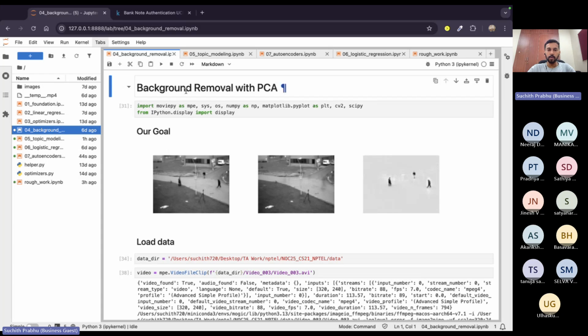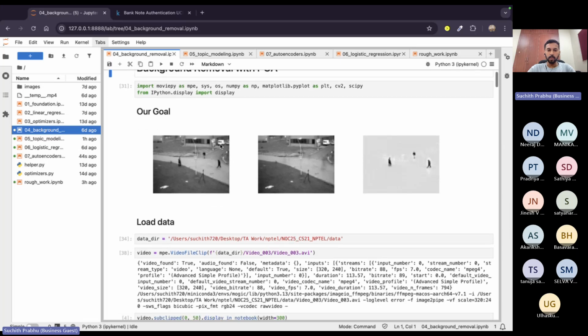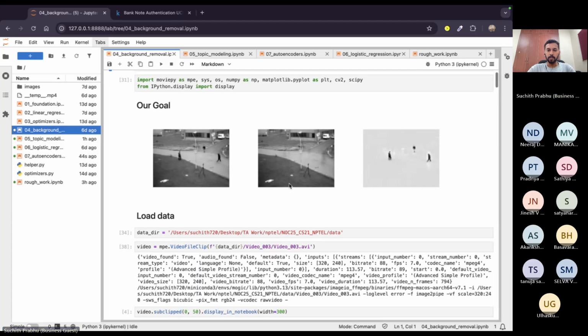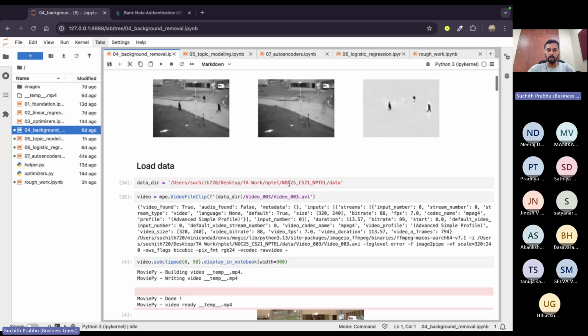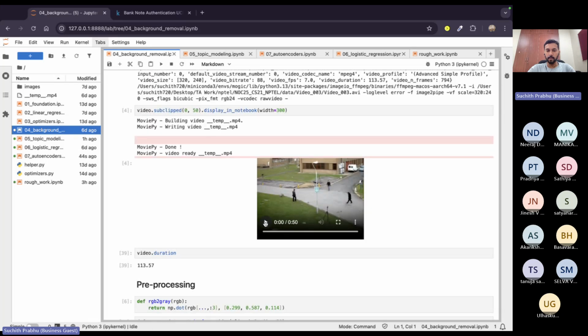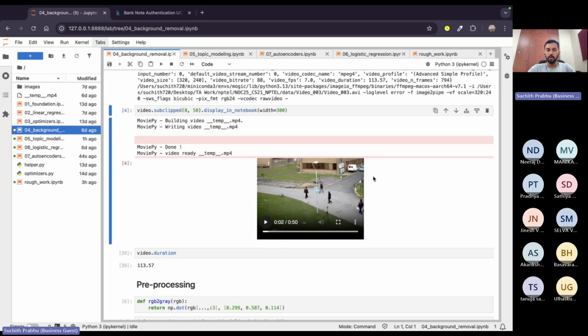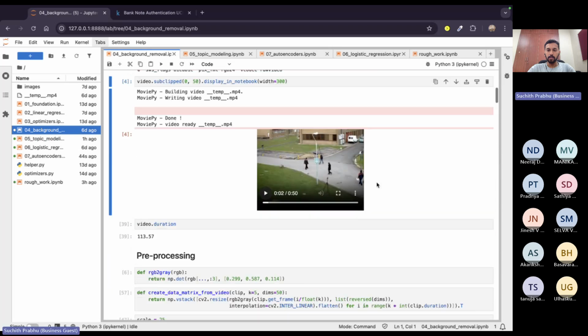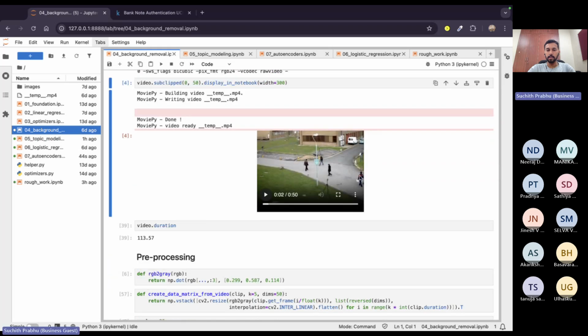We saw how we could do background removal with PCA. The goal is this: there are people moving here, and we want to remove these people from this image. So you want to separate this out into background and foreground, these two components. The way we did that: this is a video, so our input was this video. We want to remove the people moving over here and just keep the background. We did that by applying PCA.